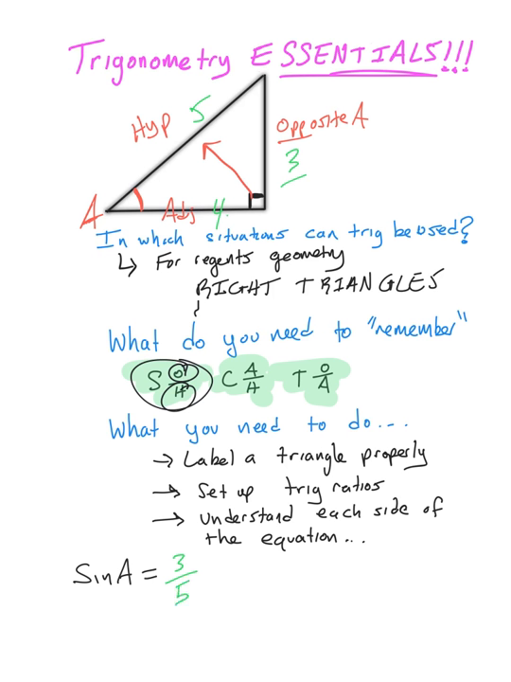Likewise, cosine of A would be equal to the adjacent side to A, which is right next to it. We're getting that from SOHCAHTOA. Adjacent is 4 over the hypotenuse, which is 5.